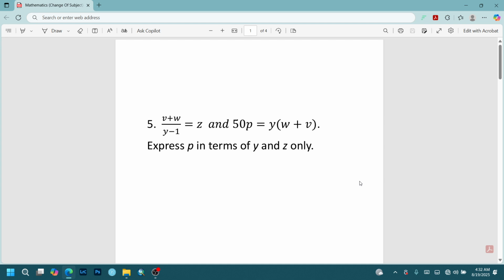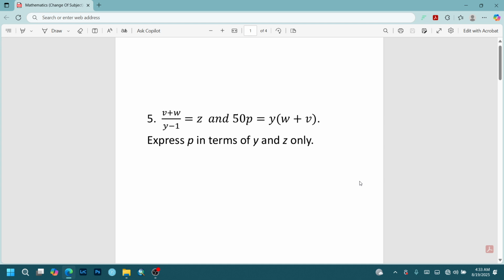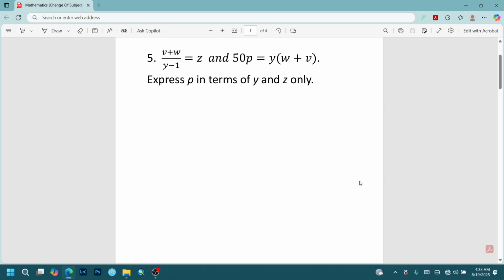This is series 5, and in series 5, our question from our consultants is: the fraction v plus w over y minus 1 equals z, and 50p equals y multiplying w plus v. Express p in terms of y and z only, right? So this is our given question.